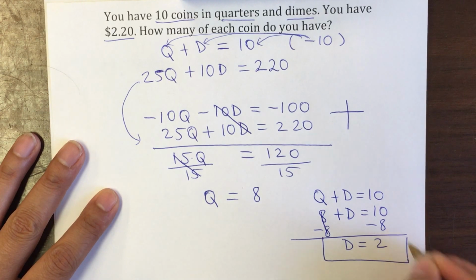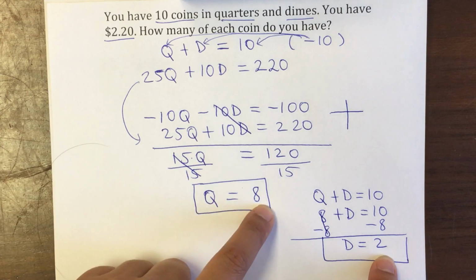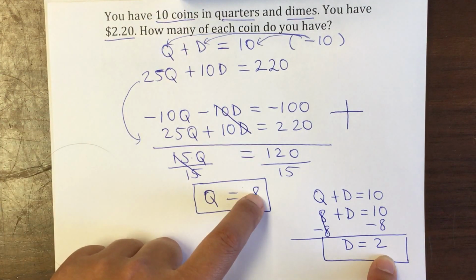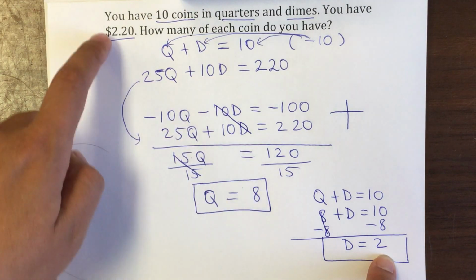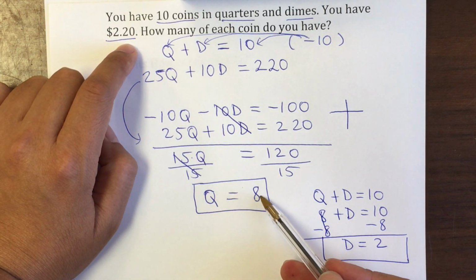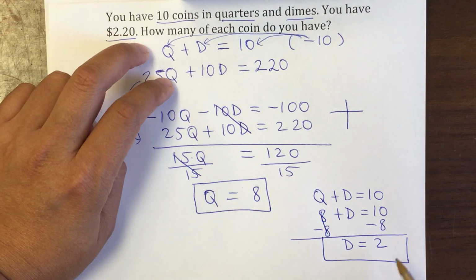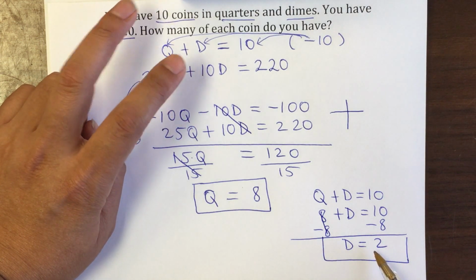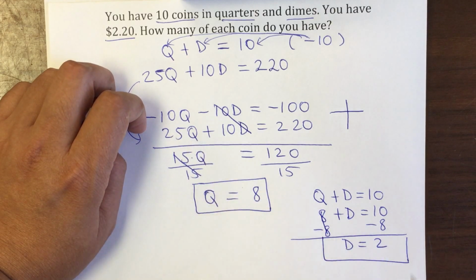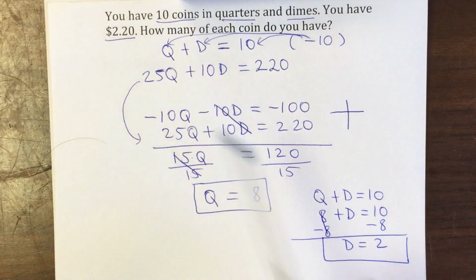Okay, so what do I have? I have 8 quarters and I have 2 dimes. Are they equal to 10 coins? Yes. Do I have a total of $2.20? Well, in 4 quarters I have $1, so 8 quarters is $2. 2 dimes is 20 cents, so that's $2.20. There you go. It matches both of my equations.